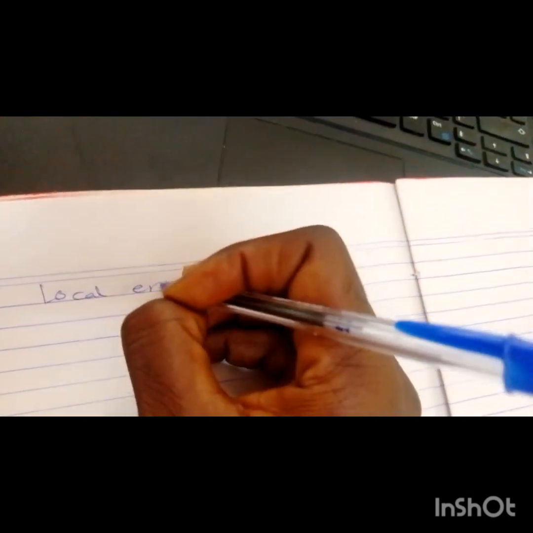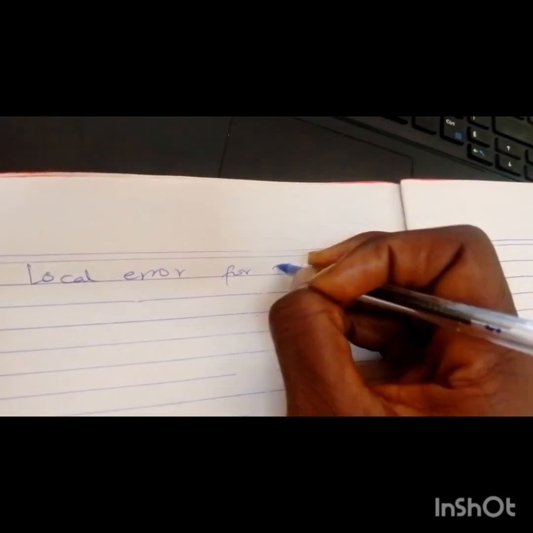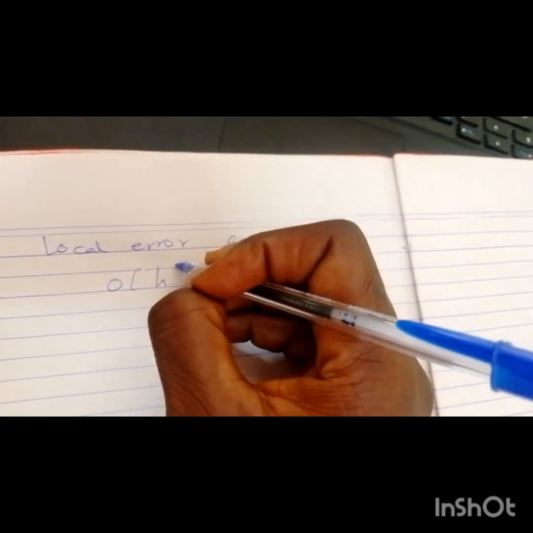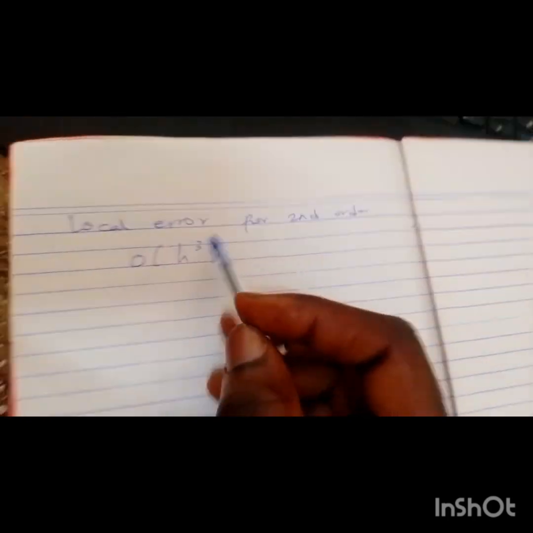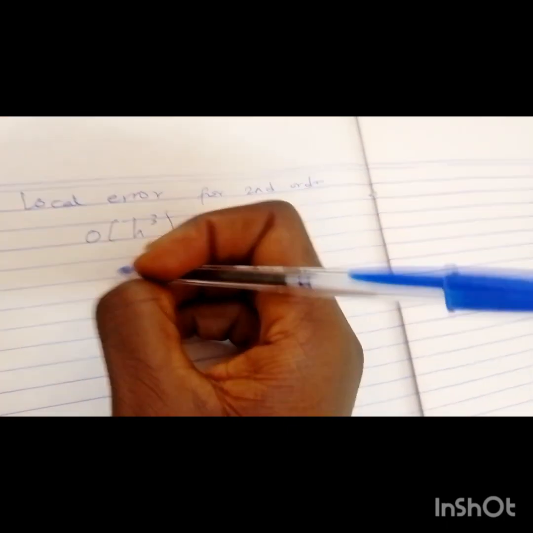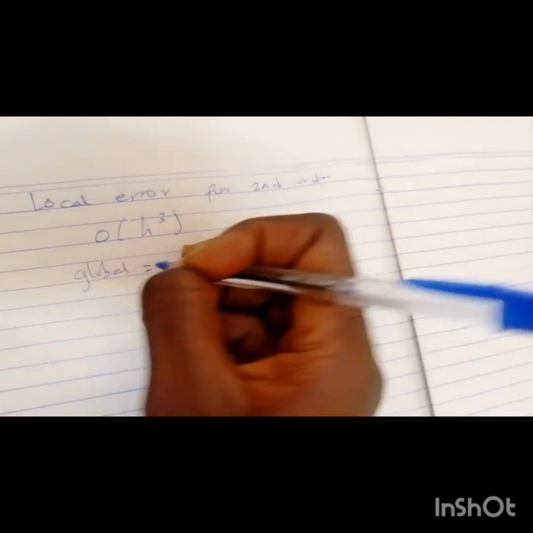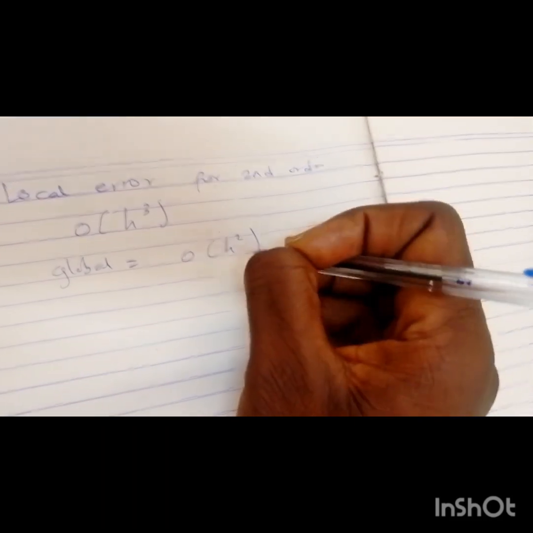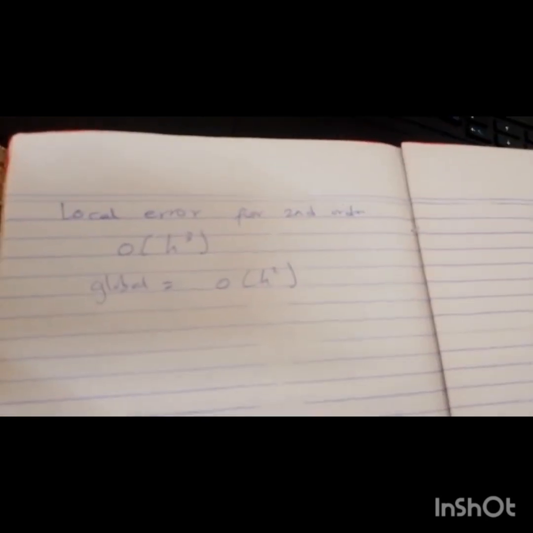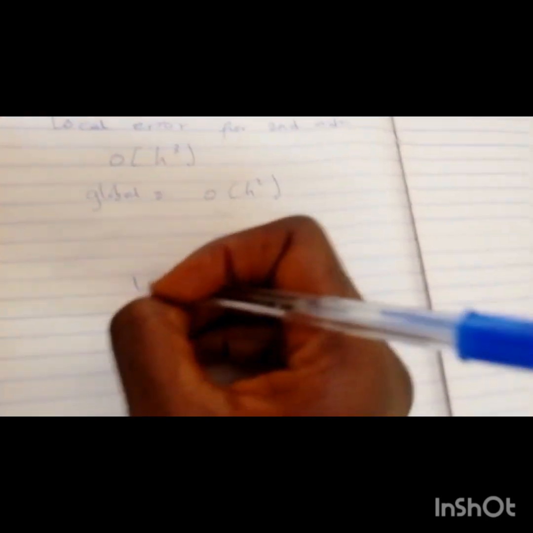One thing you should take note of, as a possible objective question, is that the local error for the second order method is a function of h cubed. So the local error is a function of h cubed, and then the global error is a function of h squared. These are possible objective questions they can ask. Now there is a fourth order Runge-Kutta.